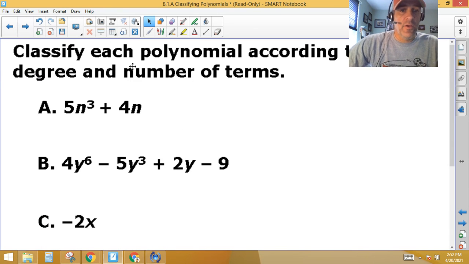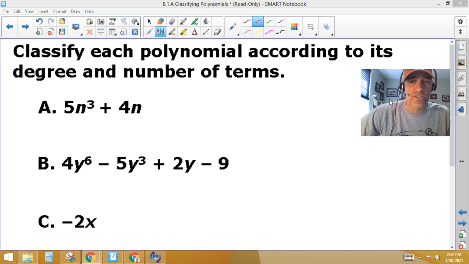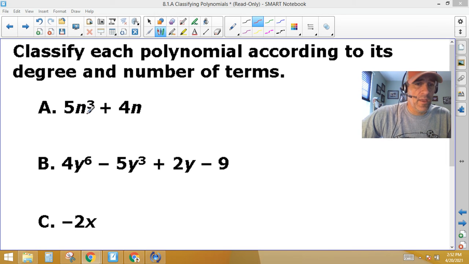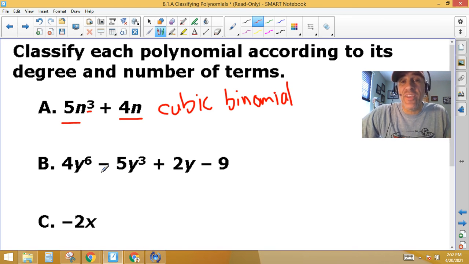Okay, so I'll classify this first one. I'll give you the next 2 on your own. This first one, classifying it based on its degree, would be a highest degree of 3. So it's a cubic. And then since there's 1, 2 terms, this is a binomial. So this is a cubic binomial. Okay, you try B, you try C, see how you do.